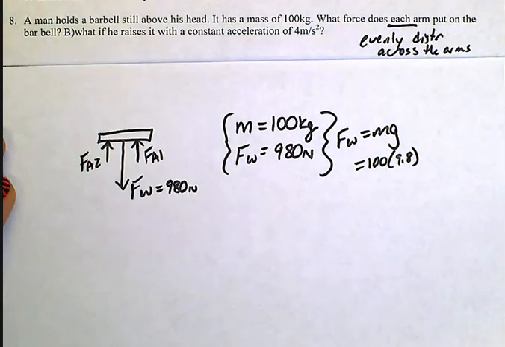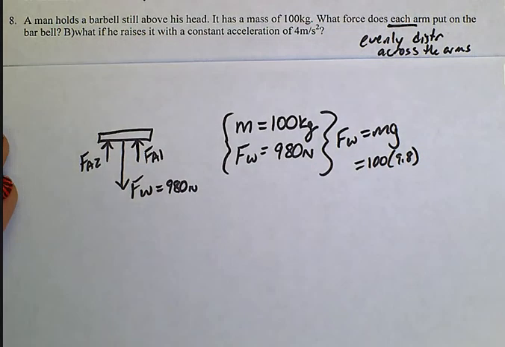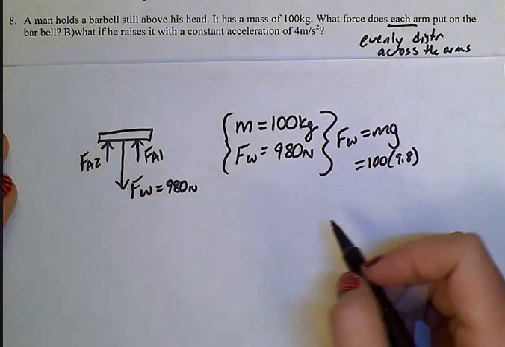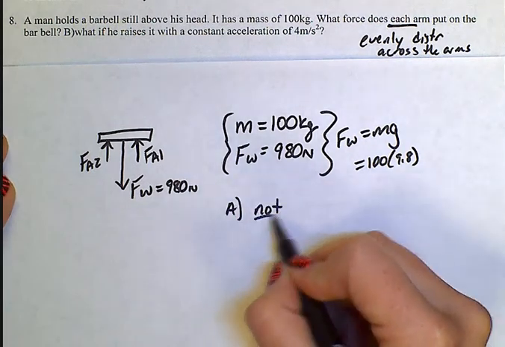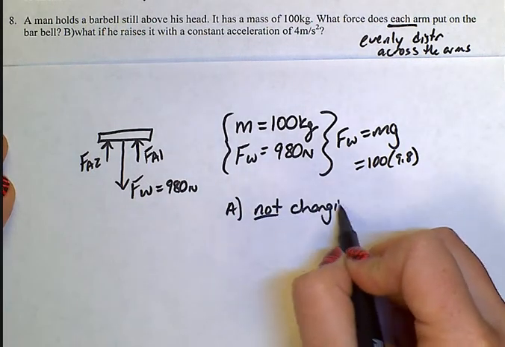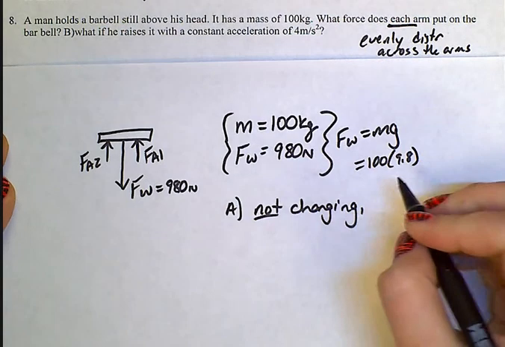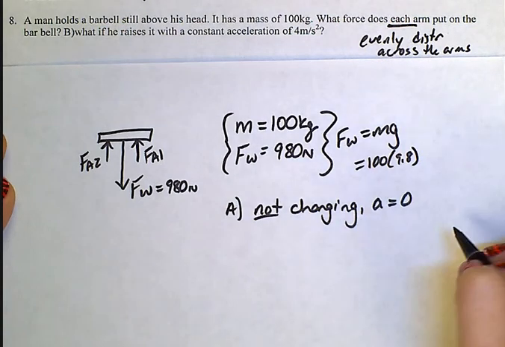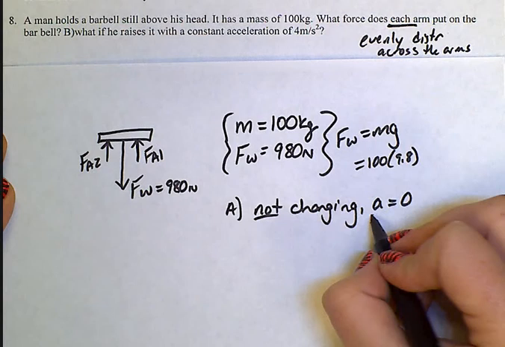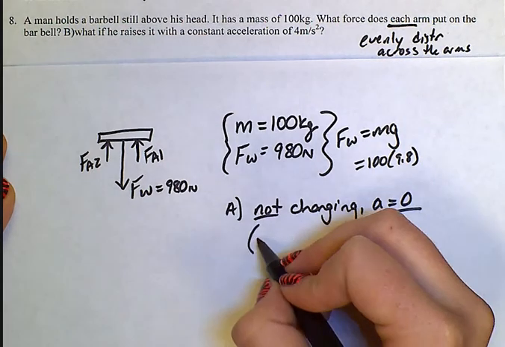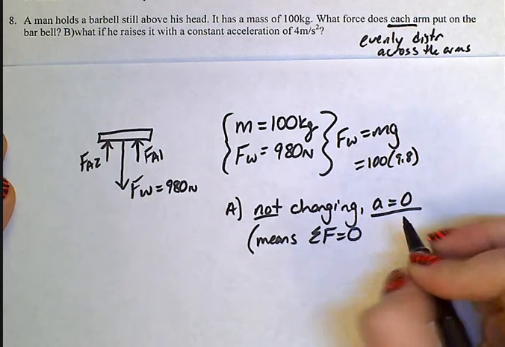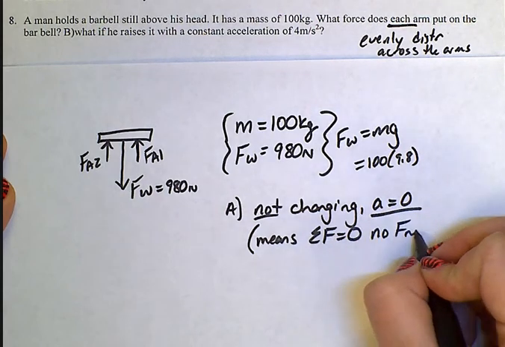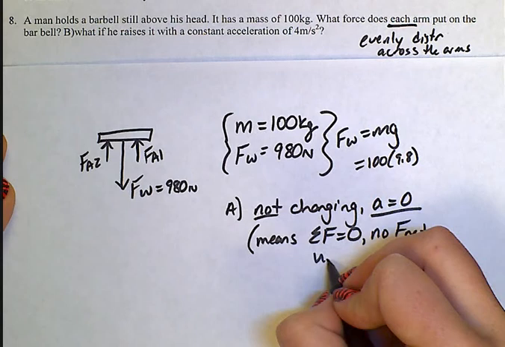Alright, in part A, it's really important. It says that he is holding it still. So if I am not changing, in part A, not changing means my acceleration is 0. And that means that the sum of the forces will equal 0. There's no Fnet, which means the ups will equal the downs.